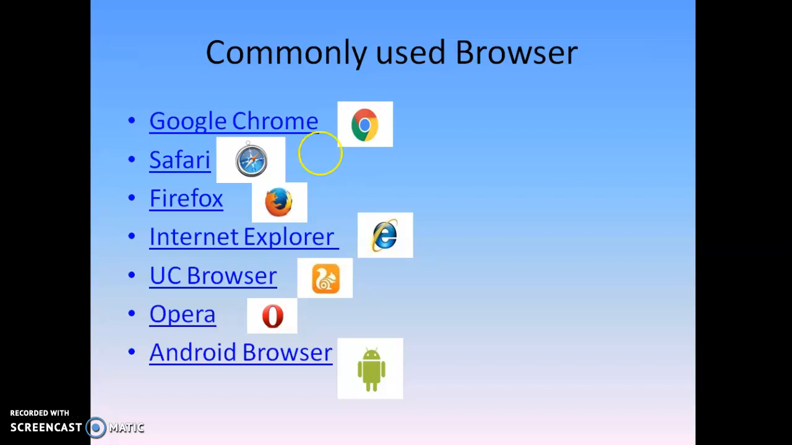So these are a few commonly used browsers like Google Chrome, Safari. Safari is from Apple, it's Apple Safari or Mobile Safari, two versions are there. Firefox, Internet Explorer, UC Browser, Opera, Android browser. You can check more also on the net.